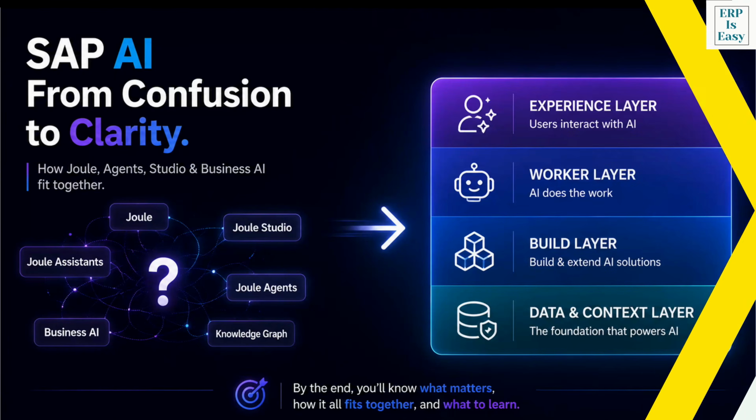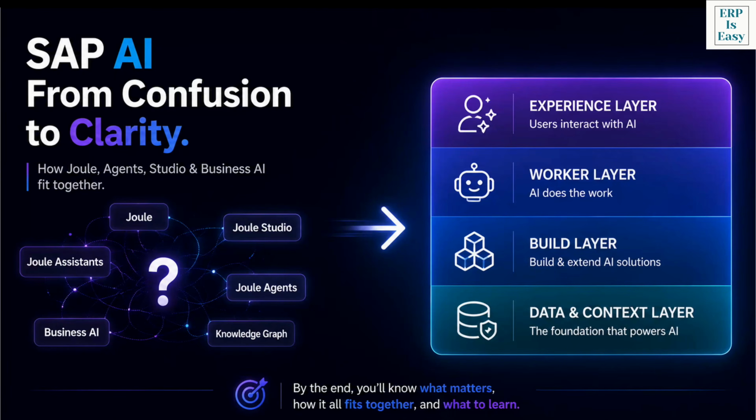If you have been following SAP lately, you have probably noticed something. Every few weeks, there seems to be a new AI term. Joule, Joule Studio, Joule Assistants, Joule Agents, Business AI, Knowledge Graph, and Autonomous Enterprise. And if you're a student, a beginner, or even an experienced SAP consultant, you're probably wondering, what do all these actually mean? And more importantly, how do they fit together?